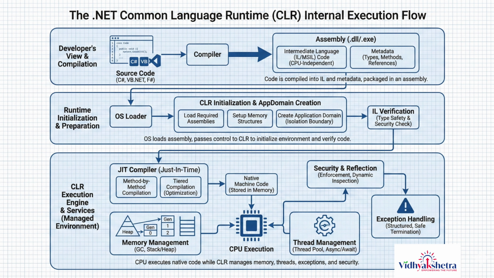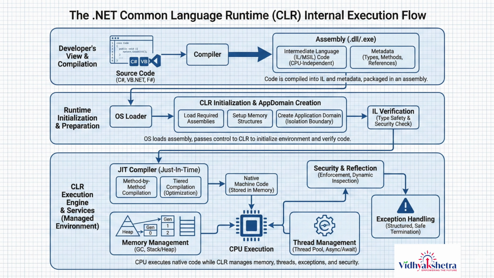Exception handling in .NET is fully managed by the CLR. When an exception occurs, the runtime searches for a matching catch block in the call stack. If none is found, the application is terminated gracefully. CLR ensures that exceptions do not corrupt memory or crash the operating system. This structured exception handling improves application reliability and debugging.